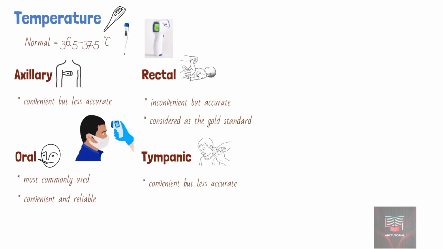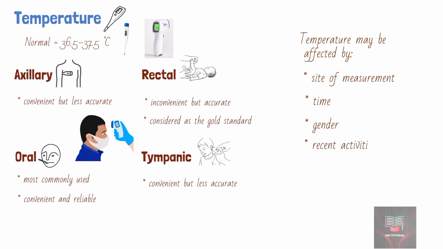Body temperature is affected by many factors such as the site of measurement, the time of the day the temperature was measured, gender, recent activity, a patient's relative physical fitness, food and fluid consumption, and in women, the stage of the menstrual cycle.